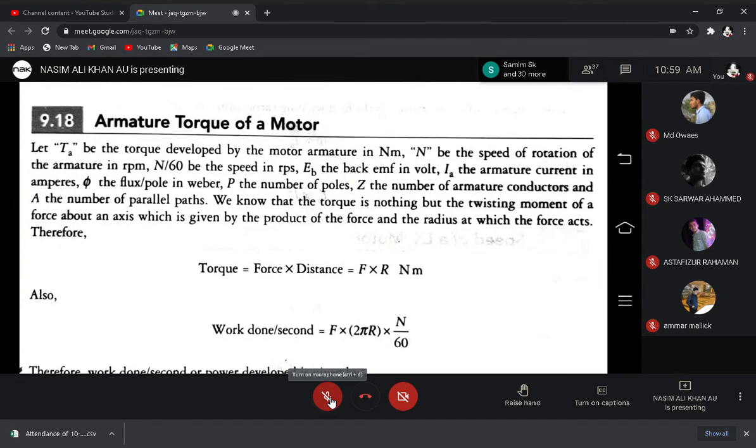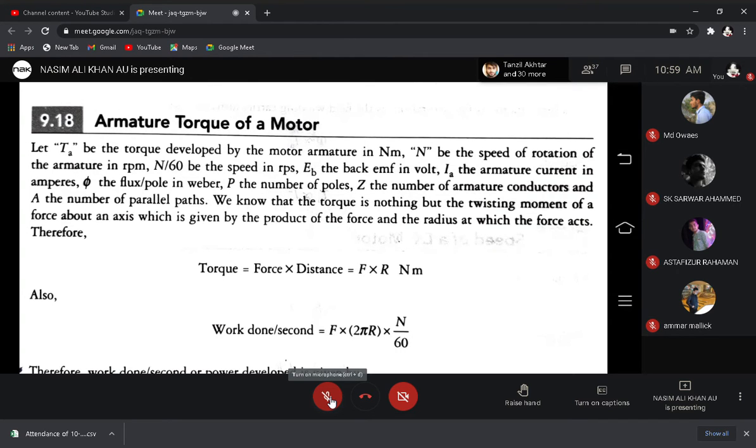EB is the back EMF in volt, Ia is the armature current in ampere, phi is the flux per pole in Weber, P is the number of poles, Z is the number of armature conductors, and A is the number of parallel paths. All these parameters we know already. We know torque is the twisting moment of a force about an axis, given by the product of the force and the radius at which the force acts.